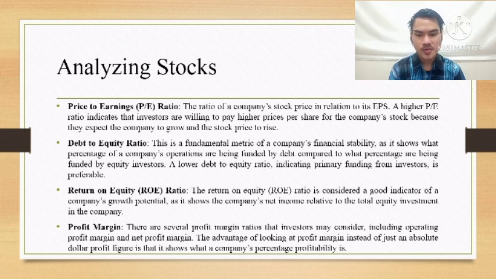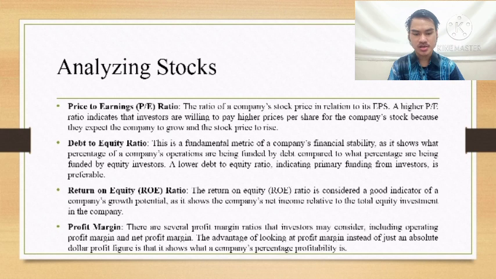Analyzing stocks. Price to earnings ratio. The ratio of a company's stock price in relation to its EPS. A higher price to earnings ratio indicates that investors are willing to pay a higher price per share for the company's stock because they expect the company to grow and the stock price to rise. Debt to equity ratio. This is a fundamental metric of a company's financial stability as it shows what percentage of a company's operations are being funded by debt compared to what percentage are being funded by equity investors. A lower debt to equity ratio, indicating primary funding from investors, is preferable.